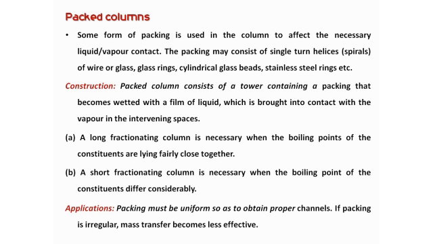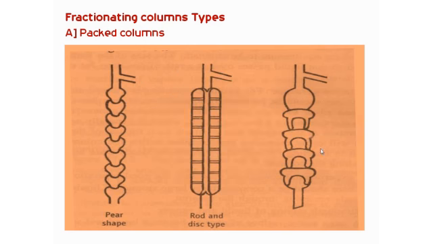So if the packing is irregular in this fractionating column, the mass transfer becomes much less effective, or sometimes it may not work. Now the first fractionating column type is the packed column. You see these are the examples. This is the pear shaped packed column, right? And this is generally the rod and disc type of column.